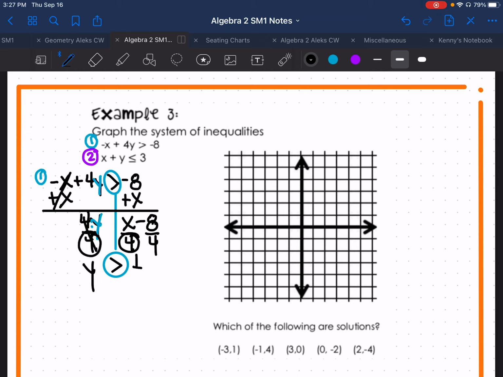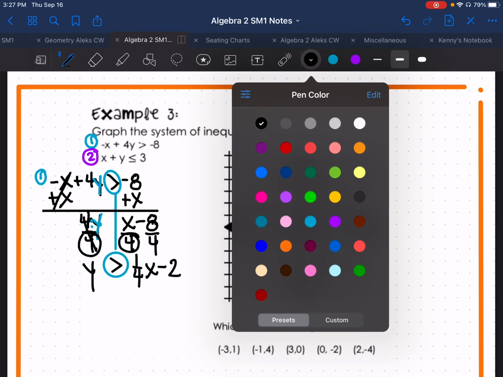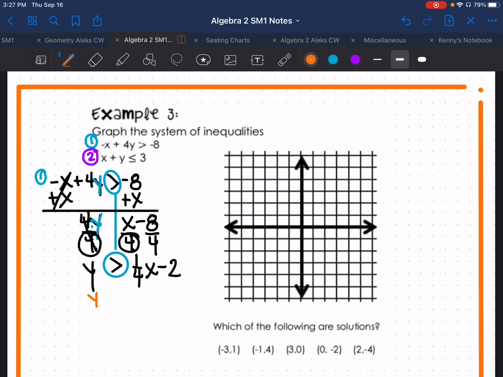1/4 x minus 2. My y equals mx plus b is going to help me to find m and b. My m is, of course, 1/4, 1 up, 4 to the right, and my b is, of course, -2. I always begin at the beginning on the y-axis.